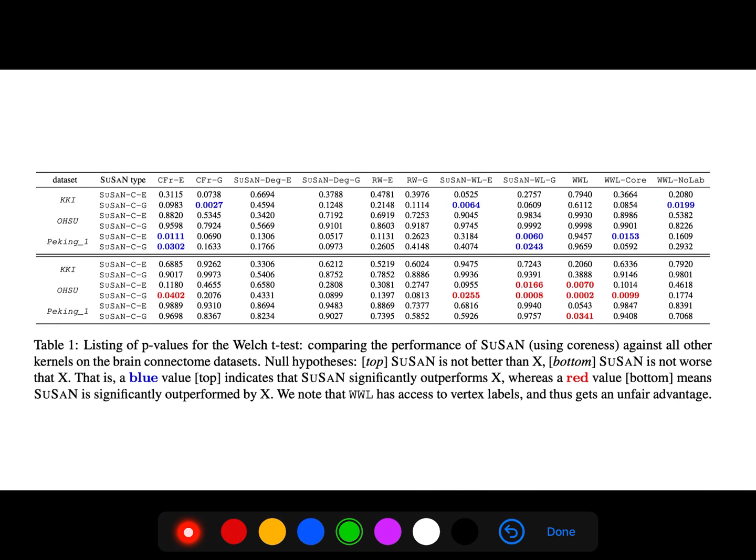So they did experiments, and this is a listing of p-values for the Welch t-test, comparing the performance of SUSAN using the coreness against all other kernels on the brain connectome dataset. If you like computational neuroscience, this is a very good dataset.